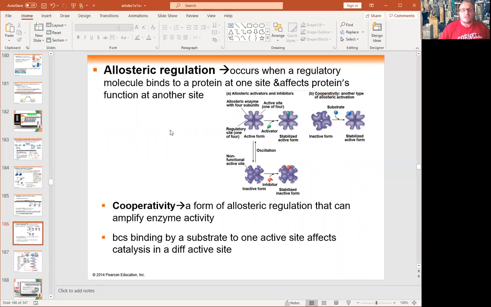And allosteric regulation is when a regulatory molecule binds to a protein on one site and affects the protein function at another site. So the enzymes are inactive, and then they can be activated, and again they can be inactive again. A substrate can also activate the enzymes.